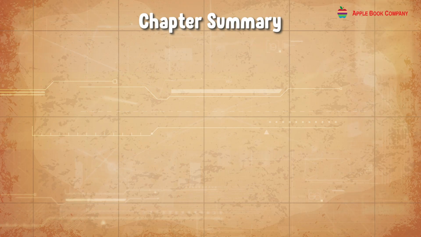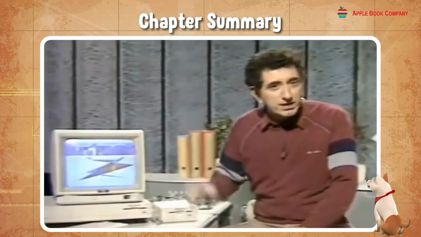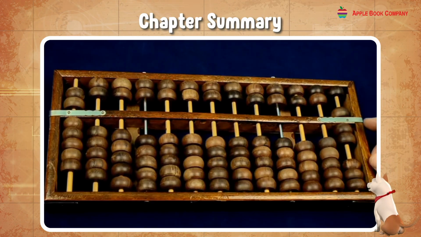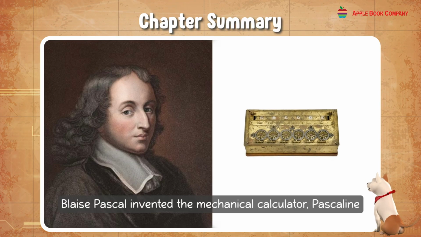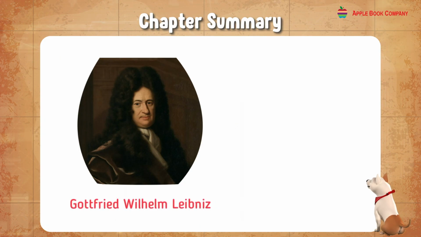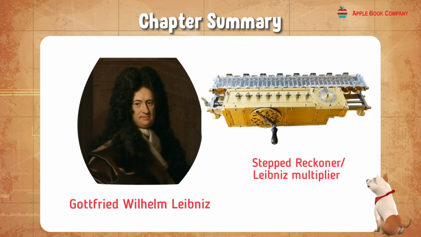Let's get into the chapter summary. Computers evolved from simple counting tools to advanced machines. The abacus was an ancient device used for calculations. Blaise Pascal invented the mechanical calculator, the Pascaline. Leibniz improved calculators to perform multiplication and division.